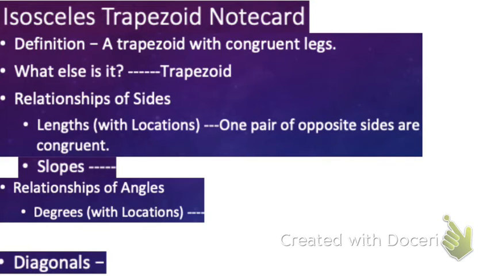So what else is it? Well, it's a trapezoid. I mean, that's kind of in the name, isn't it? Okay. The sides: one pair of opposite sides are congruent. Now, which sides are those? The legs. Might not be a bad idea to write that in. The legs.